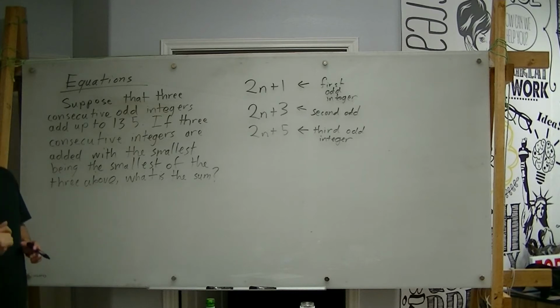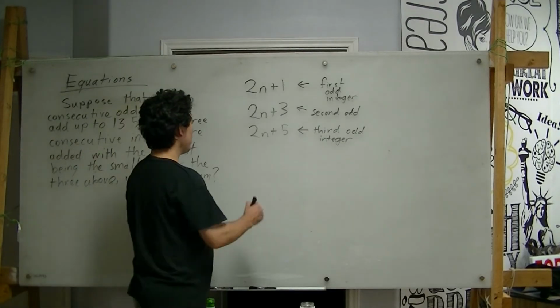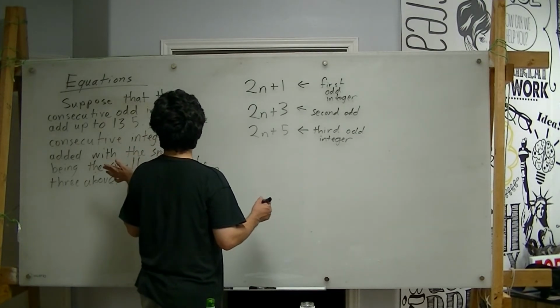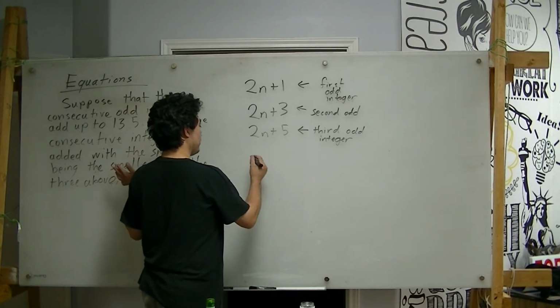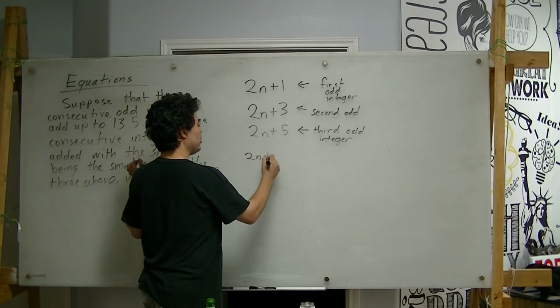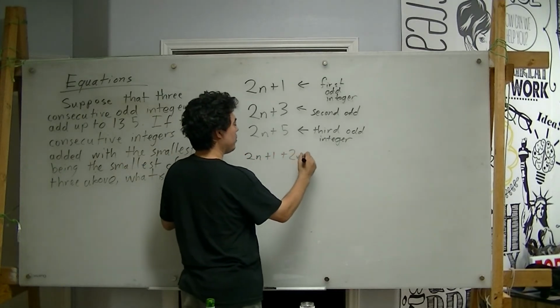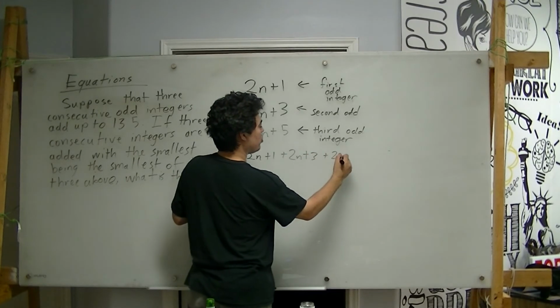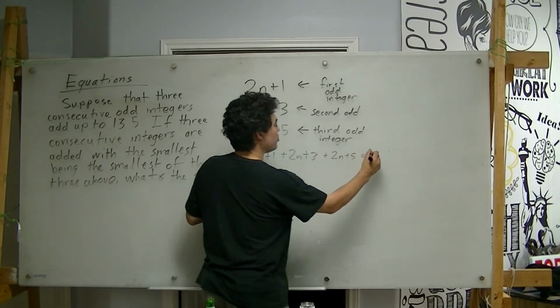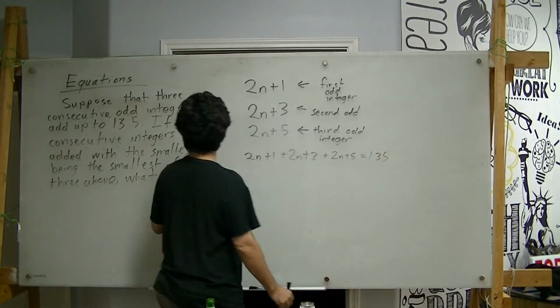So now we're in a position to translate this first sentence into an equation, and in solving it to find some necessary information for solving the second half of the problem, which is asking us for an actual value to report. So what we know is that these three consecutive odd integers add up to 135. So we have that 2n plus 1 plus 2n plus 3 plus 2n plus 5 equals 135.